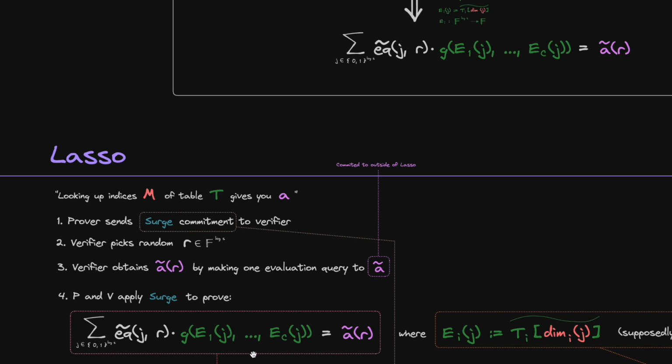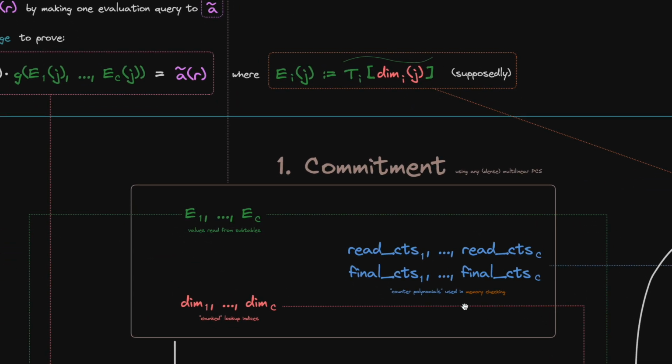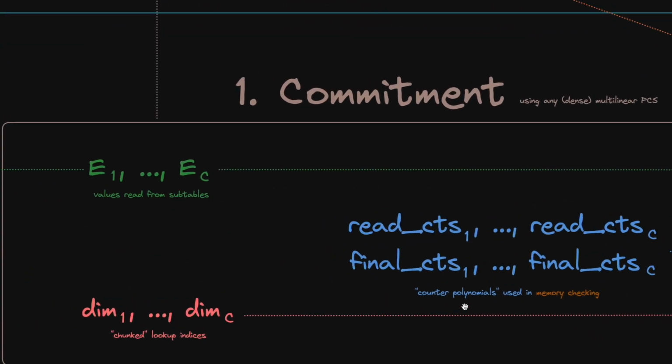And it's important to caveat here that it's assumed at this point that E_i is in fact equal to the subtable values read. And we'll be using memory checking techniques to prove that this is in fact the case. So you'll see that these dotted lines are connecting things to parts of surge. So step 1 is the surge commitment. We're going to need to commit to these polynomials at the outset.